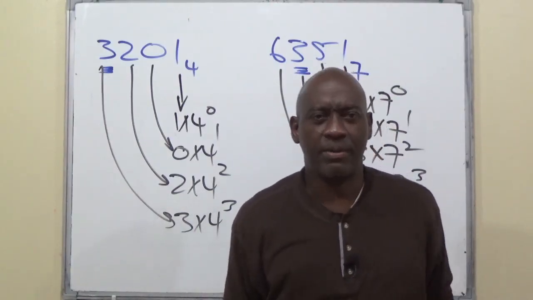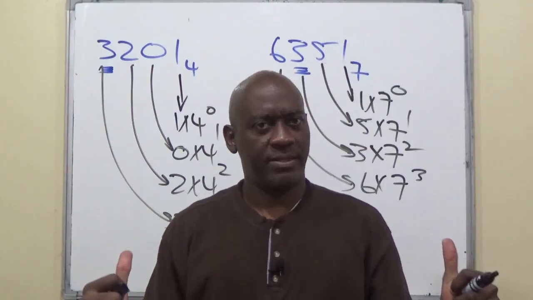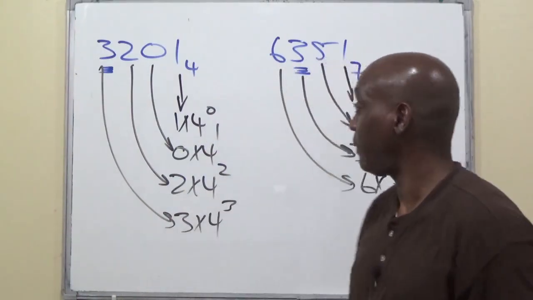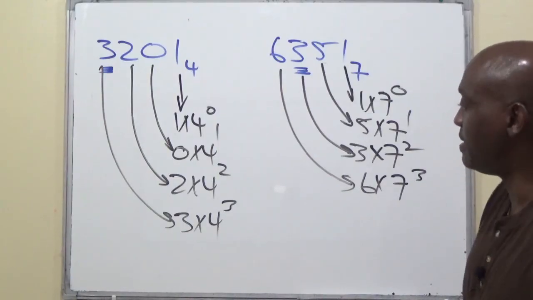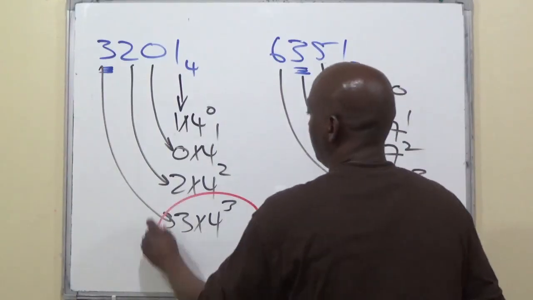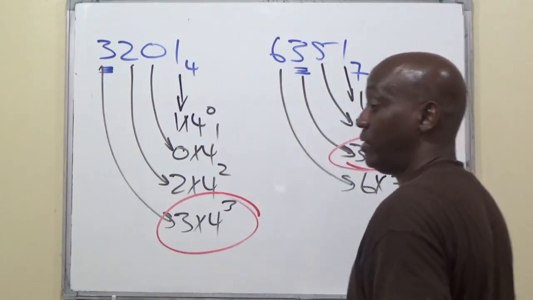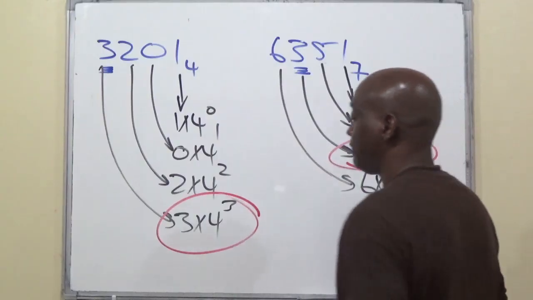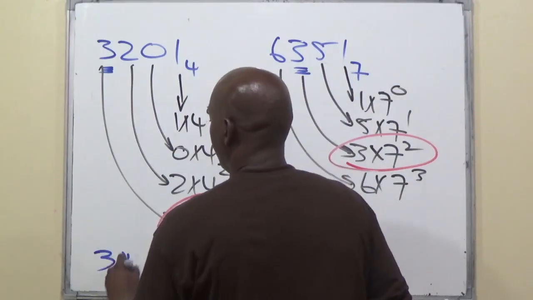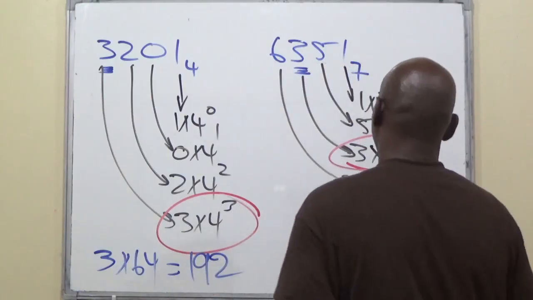As you get out of primary school now, you start getting to other bases, which is what this question is dealing with. Alright? So the numbers that they're looking for will be this 3 by 4 to the power of 3 and this 3 by 7 to the power of 2. So this 3 by 4 to the power of 3 is 3 by 64, which is 192.